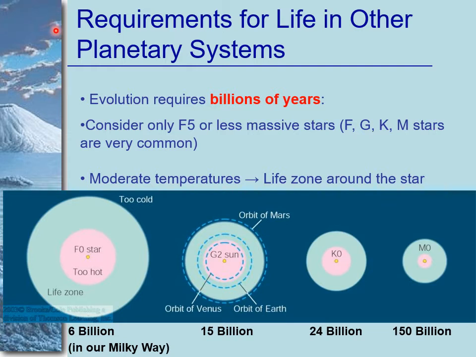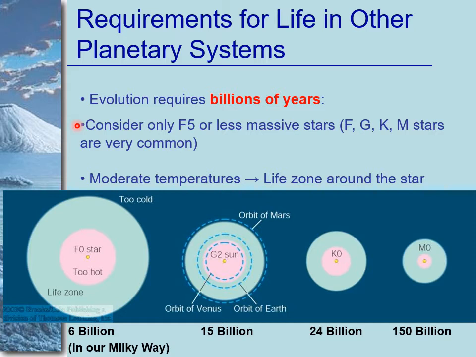Let's now turn to life around other stars, other planetary systems. We know that evolution, at least here on Earth, requires billions of years. So we only want to consider those types of stars that live for billions of years. Remember that the most massive stars, the type O and type A spectral class stars, for example, only live a few millions of years. So it wouldn't be a good idea to look for life on planets around those stars because they basically blow themselves up too early.